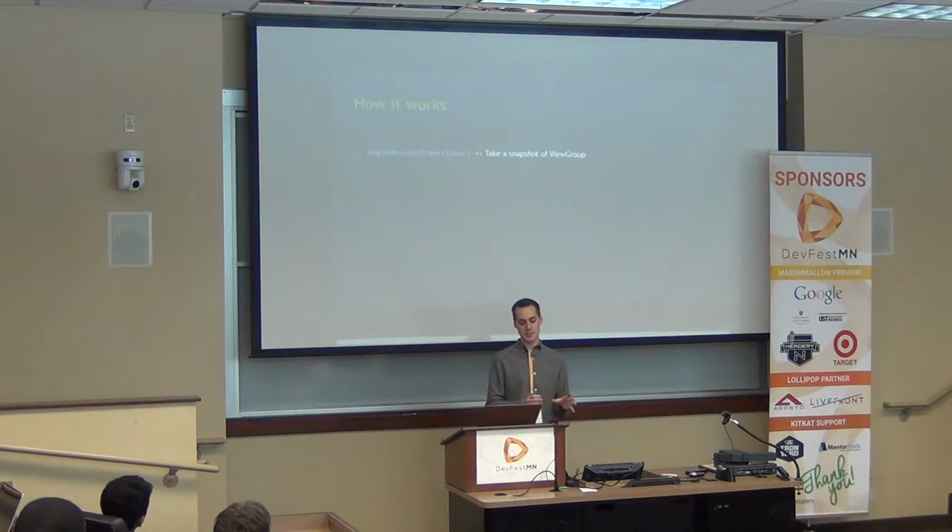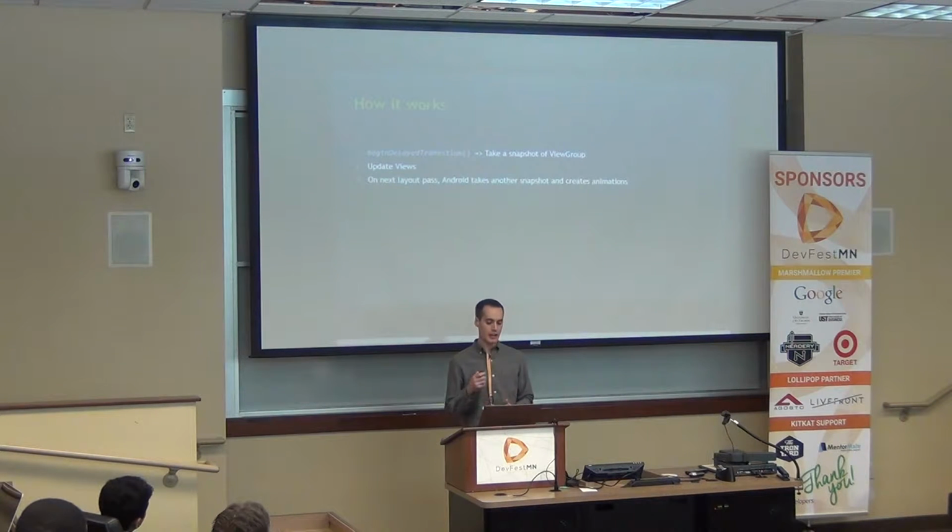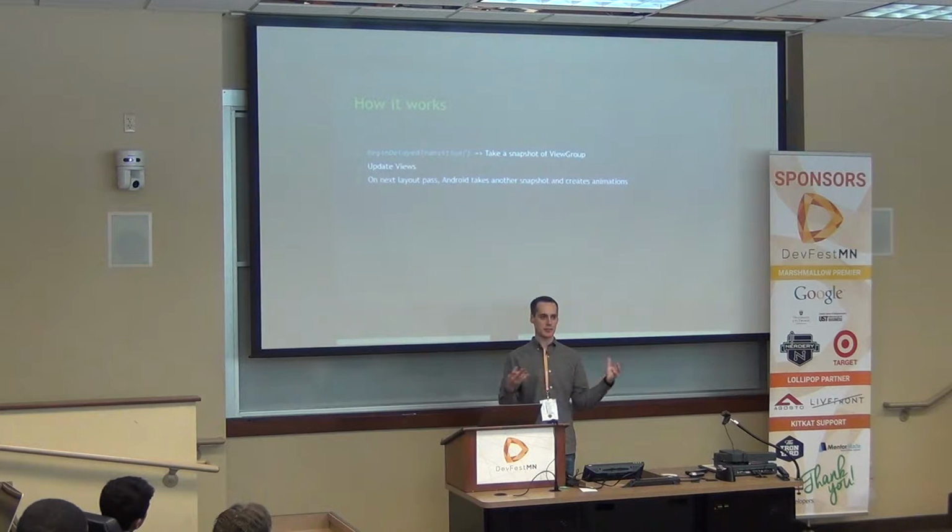When we call beginDelayedTransition, the transition framework is going to take a snapshot of all of our view groups, make a scene out of it, and then I go ahead and update all my views, so I can move things around, I can make them grow, I can make them shrink, I can make them invisible. And then on the next layout pass, the framework is going to take another snapshot of everything on the screen, and then it's going to ask my transition, so remember my fade, how can I get from here to there? So of course the fade animation is going to say, well, this thing was visible, now it's invisible, so the most logical way to make that transition using a fade is to animate from full opacity to no opacity.